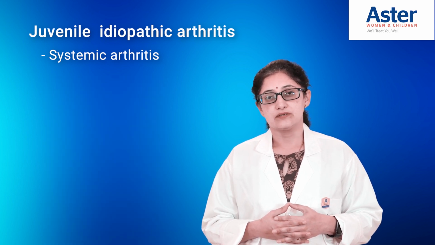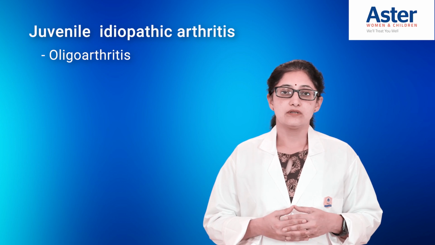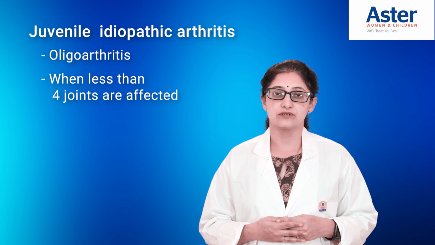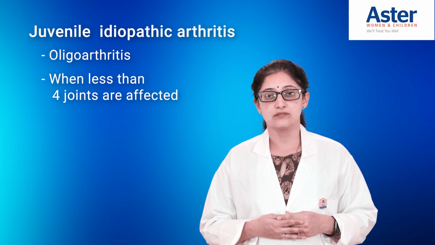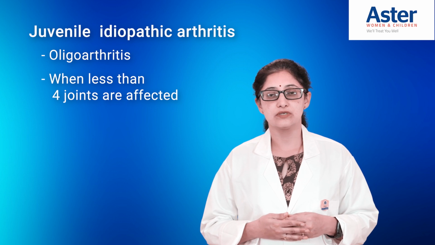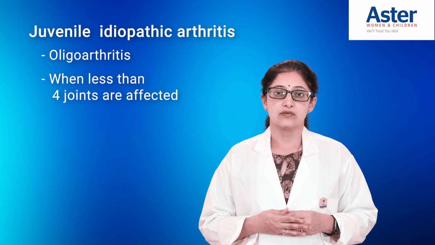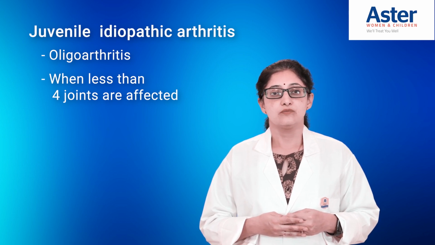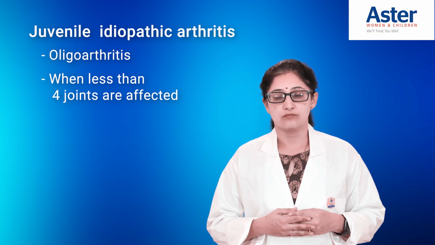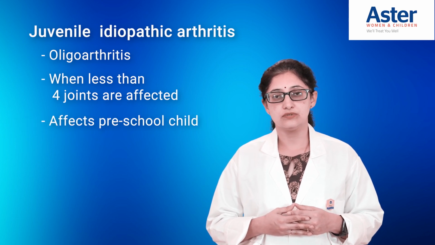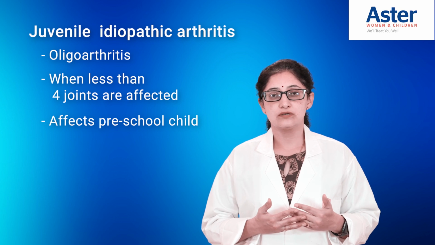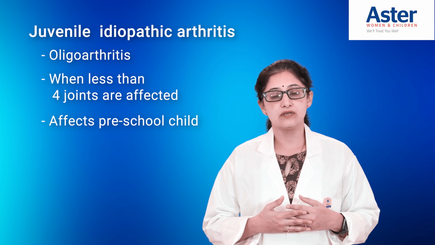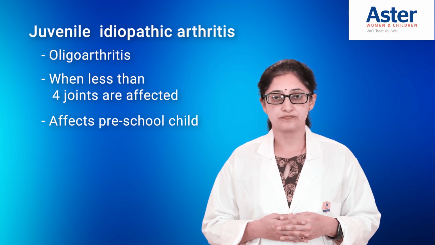The next type of arthritis is called oligoarthritis, when the number of joints affected is less than 4, 1 to 4 joints. This is called oligoarthritis, or what used to be called earlier as polyarticular juvenile idiopathic arthritis. While this form of arthritis is more common in the West, we do see it in our country, but not so commonly. It typically affects the preschool child, and the child who is too young to complain of pain may actually come with a limp, or the parents may say that they have noticed some abnormality in the gait.